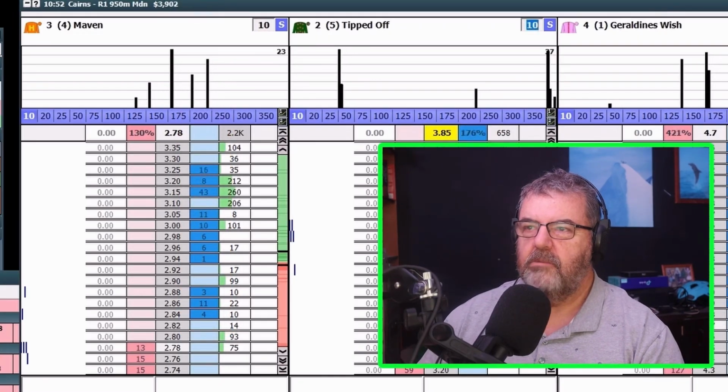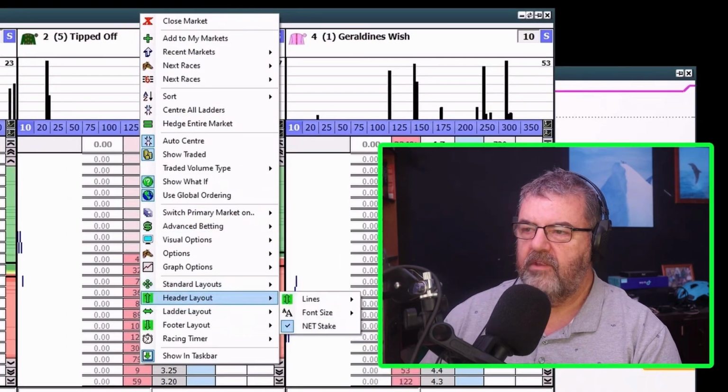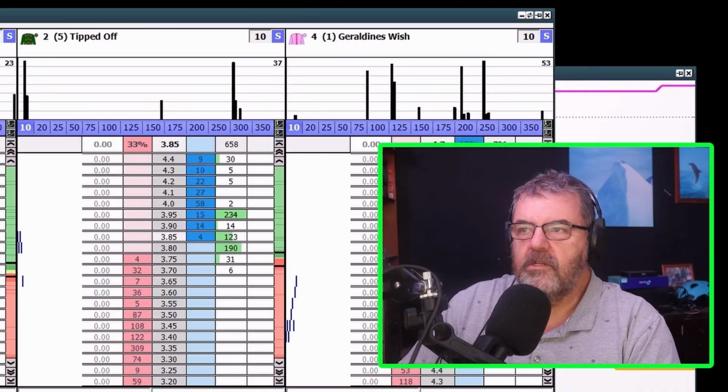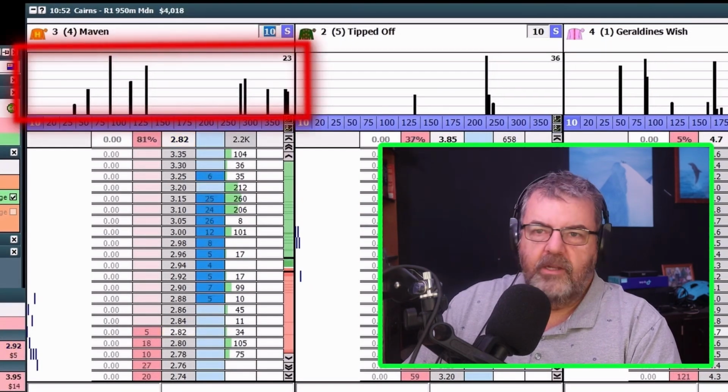Now you can actually customize this. You can do so many different things. What do you want to show? Which part of the headers do you want? And if you want me to go through that in a different video, I'm happy to. The bottom line is what I'm looking at here. This is a tick by tick chart.